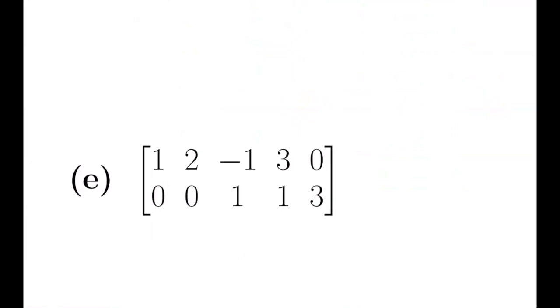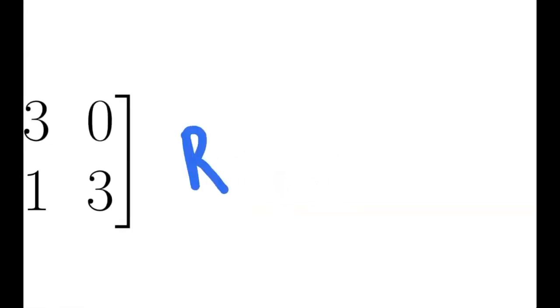Well, I don't see any zero rows at the bottom or otherwise. But leading ones we do have in the first column. Yeah, it looks REF-ish to me. One is the first non-zero entry of each row, and this one is to the right of the one immediately above it. And like I said earlier, it doesn't have to be immediately to the right. The one could have been right here, and this could have been a zero, and it still would have been row echelon form. So yeah, this is row echelon form.